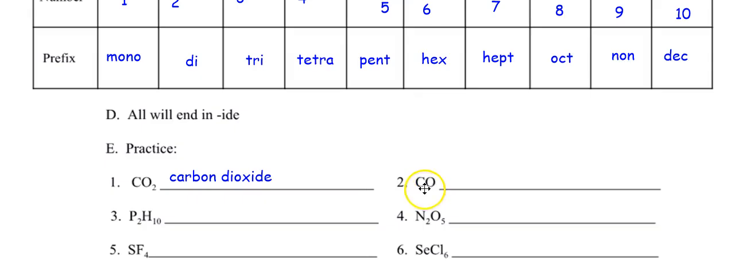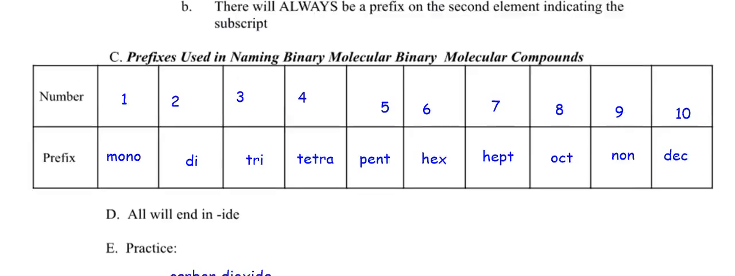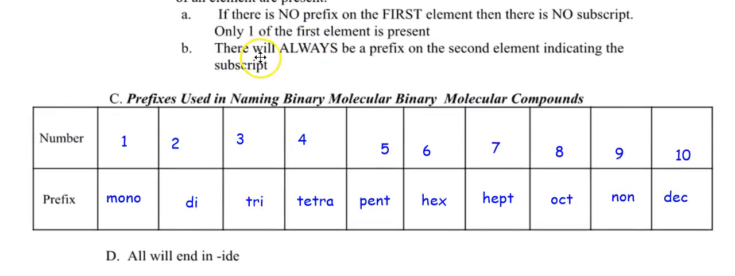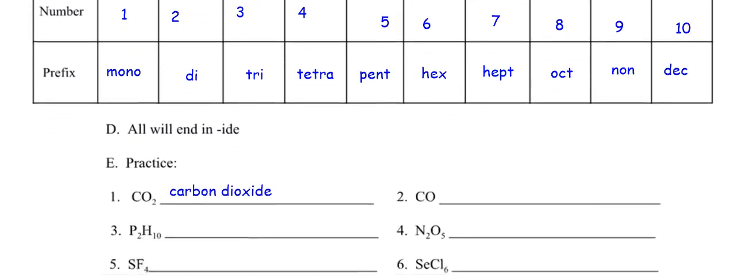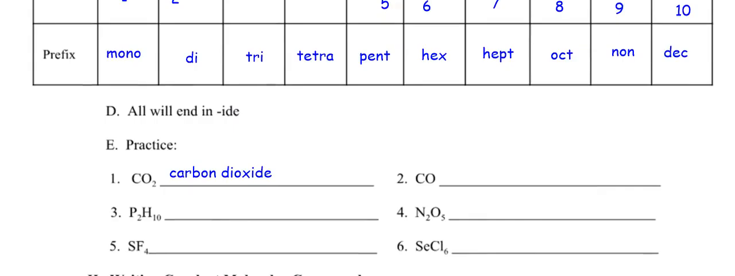How about number 2? Okay, what do I do with this one? There's no subscript, so there's no prefix. The second one must have a prefix. That's what it says here. There will always be a prefix on the second element. So if the subscript is 1, then it's carbon monoxide. And you probably have heard of that. There are carbon monoxide detectors out there so you don't get poisoned in your sleep.